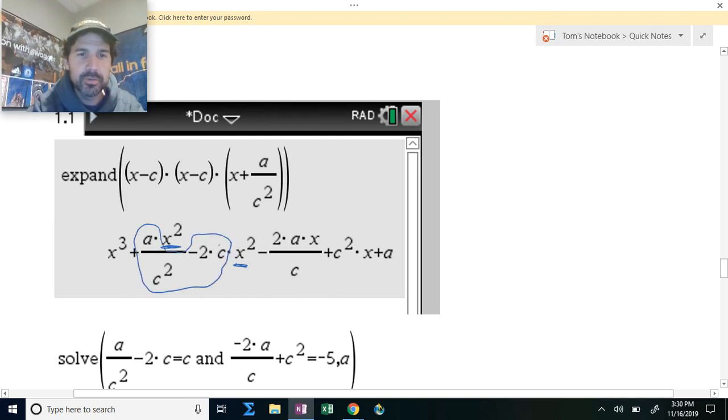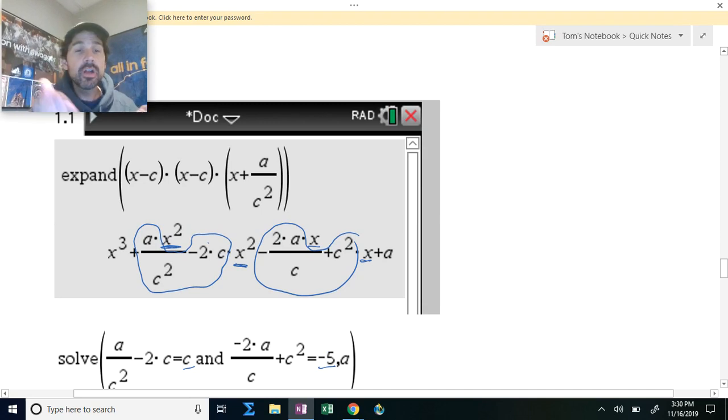So this was the tricky part, was to realize that's your x squared, which in the problem had a coefficient of c. So you have to set that equal to c. And then for your x term, you have this whole thing. You've got negative 2a over c plus c squared, and in the problem that equaled negative 5.